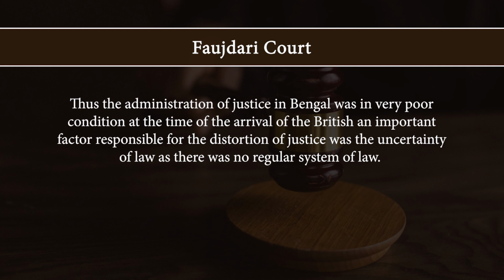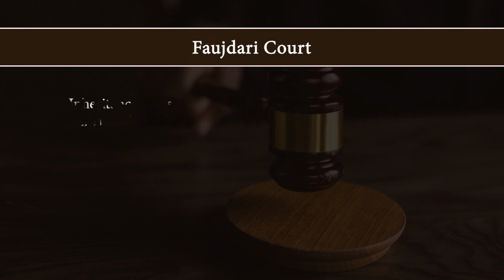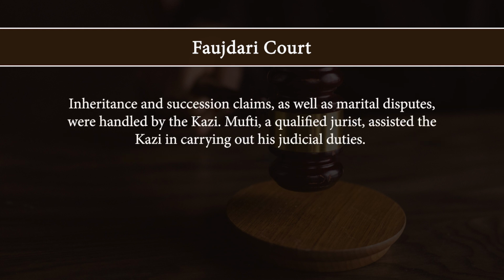an important factor responsible for the distortion of justice was the uncertainty of law, as there was no regular system of law. Inheritance and succession claims as well as marital disputes were handled by the Qazi. Mufti, a qualified jurist, assisted the Qazi in carrying out his judicial duties.